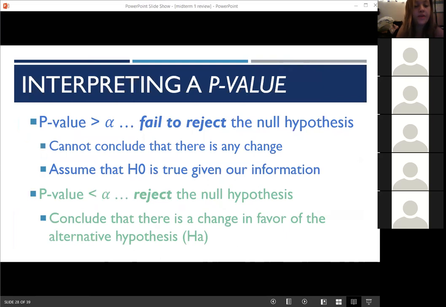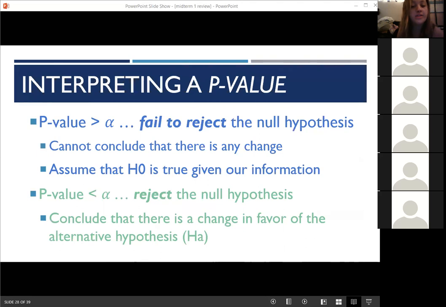Remember, our p-value is a probability. We get this p-value after we do all this statistical analysis, and we have to decide what this p-value means. If our p-value is greater than our alpha level, remember our alpha level is our significance level, then we're going to fail to reject the null hypothesis. If we fail to reject the null, we're not able to conclude that there's a change; we're going to assume that there's no change. We're assuming that the null is still true. Even in general, we always assume that the null is true no matter what. But if our p-value is greater than alpha, we keep that assumption. We assume that there's no change and that the null is still true.